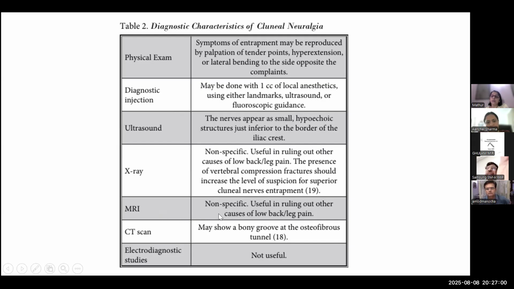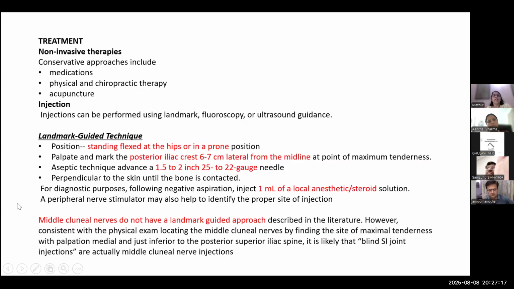MRI, again, is just to rule out other causes of low back and leg pain. CT scan may show a bony groove at the osteofibrous tunnel, so that can be important for us. Electrodiagnostic studies are not useful for this. As the treatment goes, the non-invasive therapies involve conservative approaches using medications, physical and chiropractic therapy, or acupuncture.